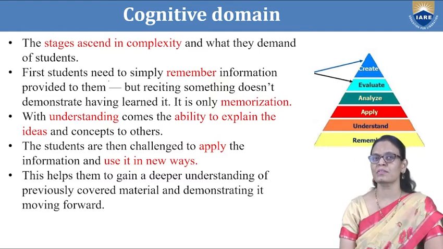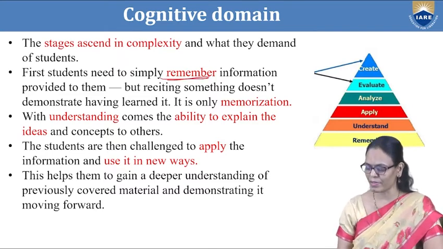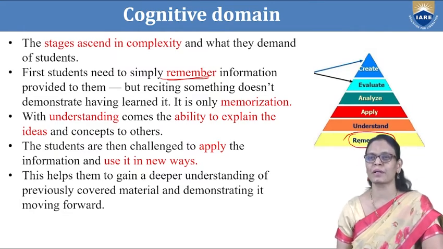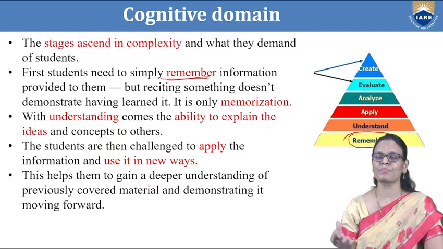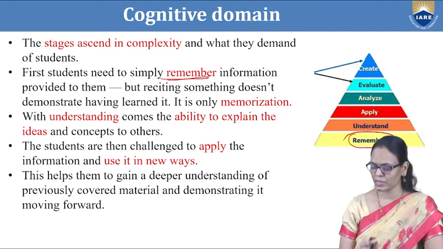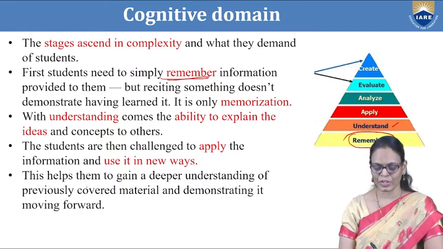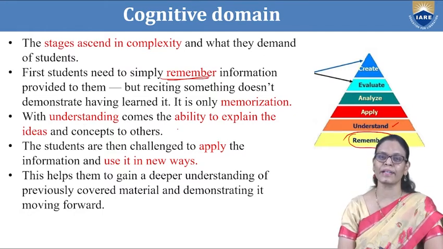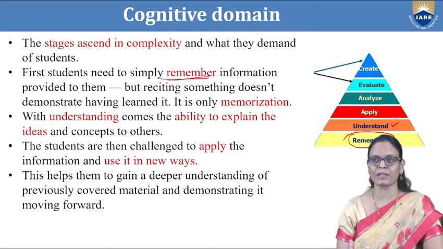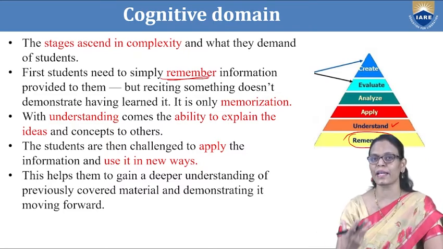Now first, students need to simply remember the information provided to them. At this level, they are just remembering whatever is delivered to them. But reciting something does not mean they can demonstrate it or have learnt it. It is only memorization. Next comes the level of understanding. With understanding comes the ability to explain ideas and concepts. If they understand, they can clearly explain what the concept or idea is.